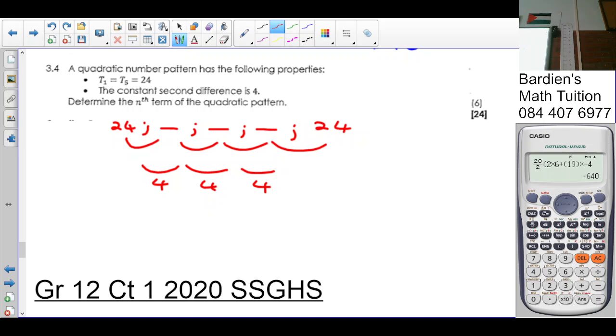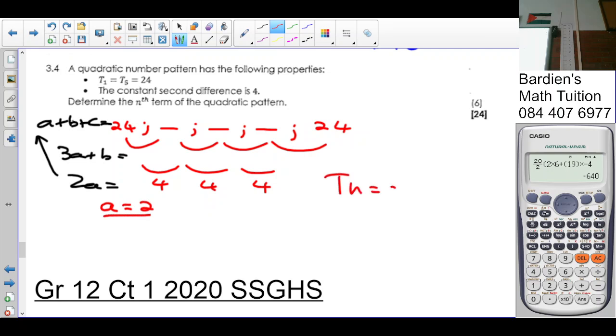Alright. So, people, what do we normally write here on the side? 2a, 3a plus b, then a plus b plus c, not so, from the bottom up. So at this point, what can you calculate already? We can calculate a. So 2a is equal to 4, so a is equal to 2. Remember the quadratic pattern is Tn equals an squared plus bn plus c. Not so? So we got the a value now.